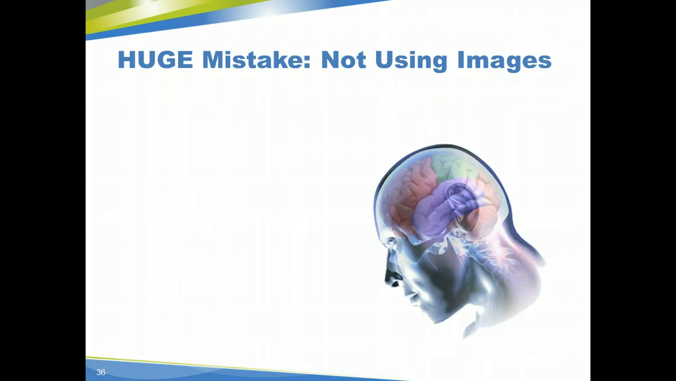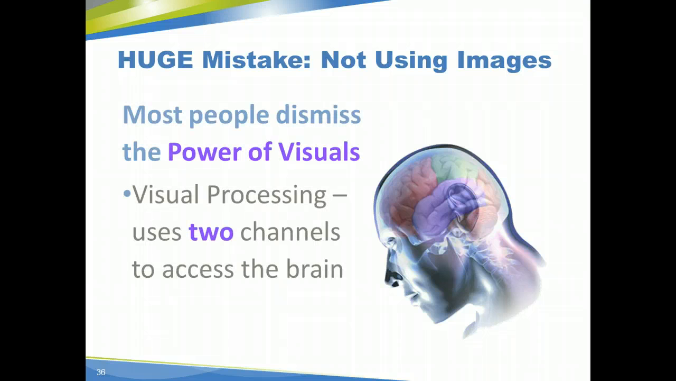It is also the huge mistake that most people make, because they put so many words on their slides, they're not using images. They're not using graphics. Of course, there's the whole issue of what image, what graphic, what's the right amount, how many do I put in, how big are they, do they slant, do they tilt, all that. I could spend an entire other course, and I do, teaching people how to use the right visuals. But for now, I want you to understand that visual processing uses two channels to access your brain. When you look at pictures, both sides of your brain are engaged.